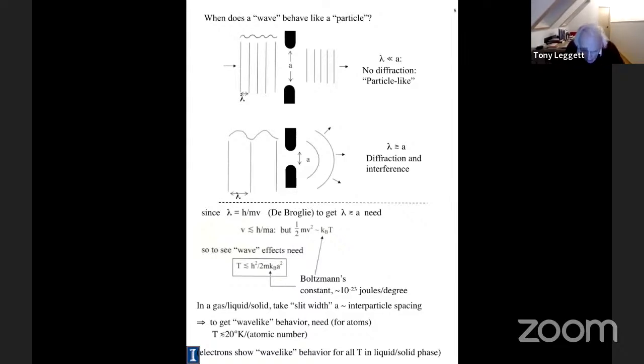So putting all those together, we find that electrons can show wave-like behavior for all temperatures in the liquid or solid phase. They may show wave-like behavior. On the other hand, for atoms, the condition is much stricter. We need the temperature to be less than about 20 degrees Kelvin divided by the atomic number. However, we still have to fulfill a third condition.